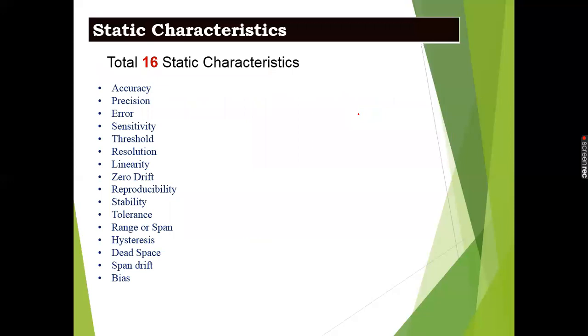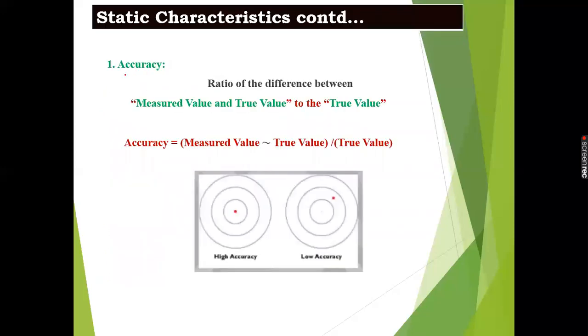Now coming to static characteristics explanation, we have a total of 16 static characteristics which can explain the performance of an instrument. We'll see one by one. First one is accuracy. The name itself implies accuracy means the output will be more accurate, the exact value. So how can we define accuracy? The ratio of the difference between measured value and true value to the true value.